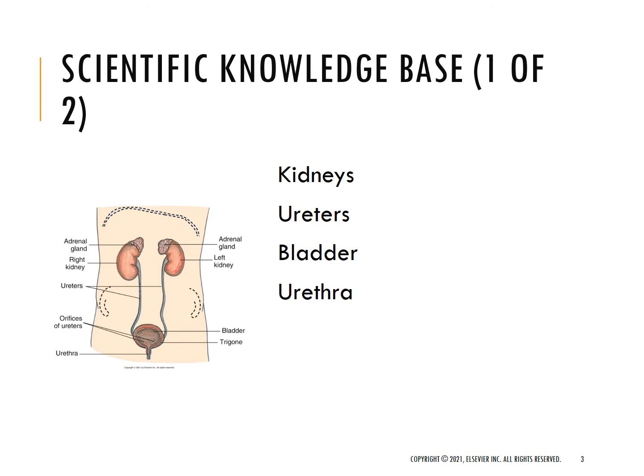If you need a refresher on the anatomy and physiology of the urinary tract and the urinary system, you can look at the beginning section of the chapter in your Potter and Perry textbook, chapter 46.